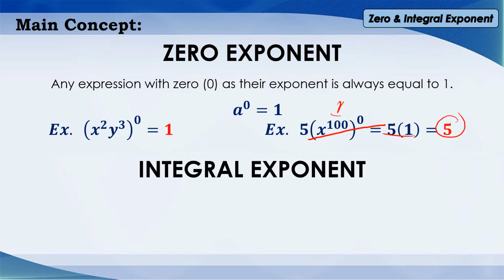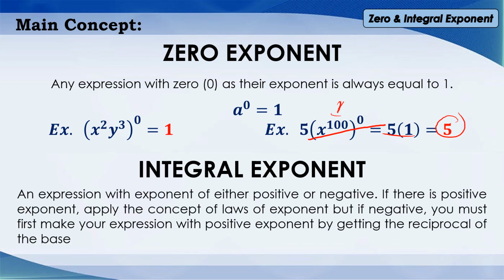Okay, next, kapag naman integral exponent, ibig sabihin ay whole number, pwede siyang positive, pwede siyang negative. An expression with exponent either positive or negative, if there is positive exponent, apply the concept of law of exponent. But if negative, you must first make your expression with positive exponent by getting the reciprocal of the base. Example, we have a raised to negative m, siya magiging 1 over a raised to m. Ni-reciprocal niya yung a, binaba niya. Ano ba reciprocal ng a? 1 over a.